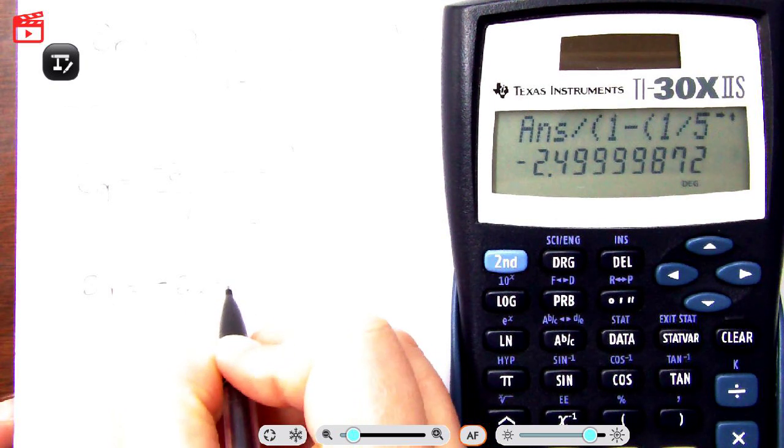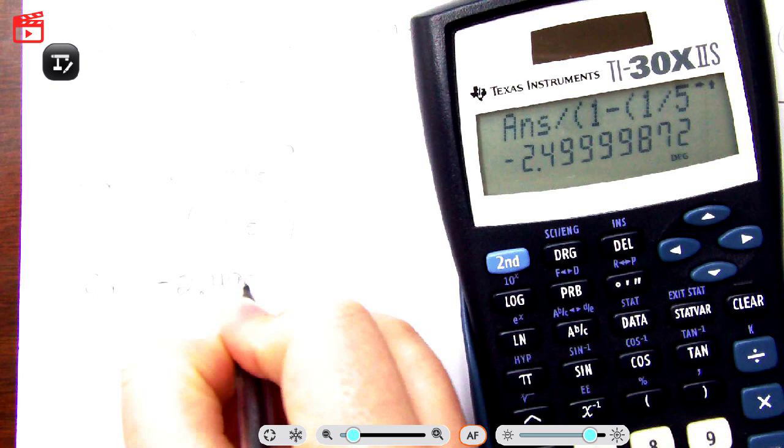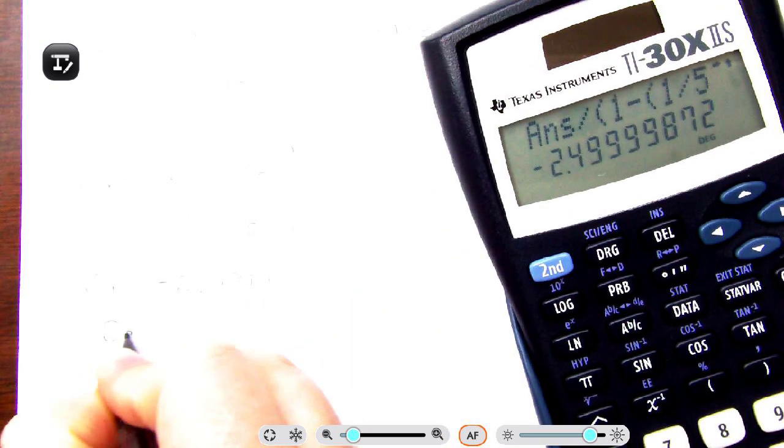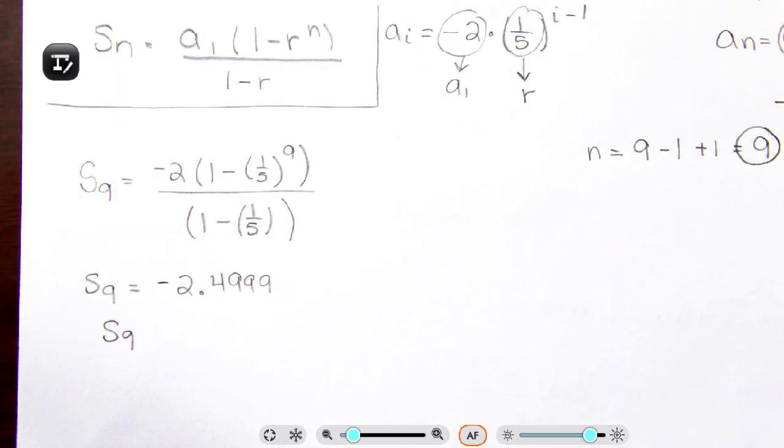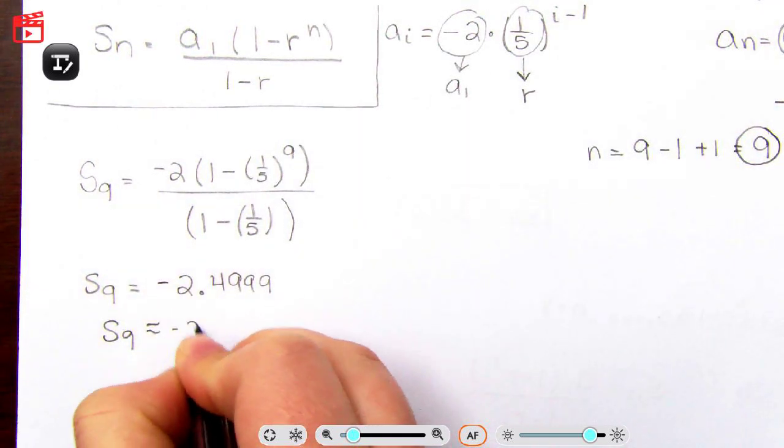So then S sub 9 is equal to -2.49999, or I'm going to round it to -2.50. So S sub 9, let me move the calculator away so we can see. S sub 9 is about -2.50.